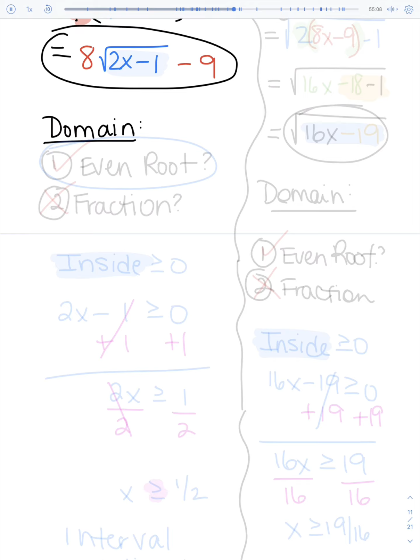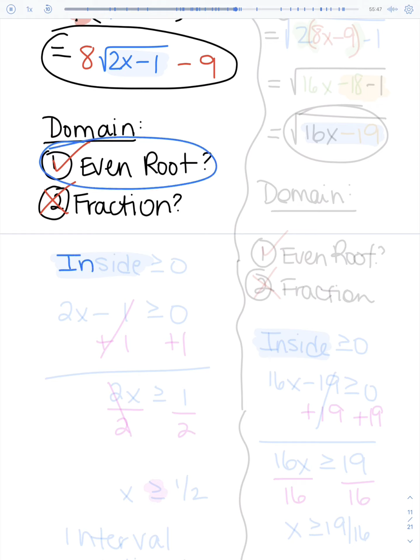With the domain, we do have an issue on this one. This time our problem is that we do have an even root, we don't have a fraction, because we've got a square root here. So the question is, how do we find its domain? Well, the problem with a root is that the inside needs to be not negative because we don't want to end up with i's. So whatever's inside an even root needs to be greater than or equal to 0.